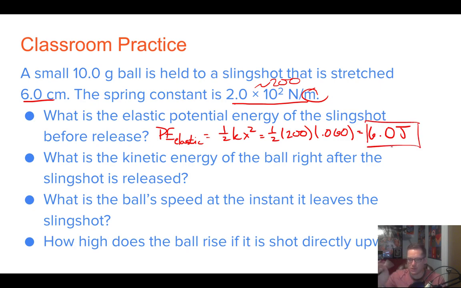We're going to assume that this is completely frictionless. So really, that's our potential energy, and everything we do is going to be related back to that 6 joules, because we're saying mechanical energy is conserved. So what is the kinetic energy of the ball right after the slingshot is released?